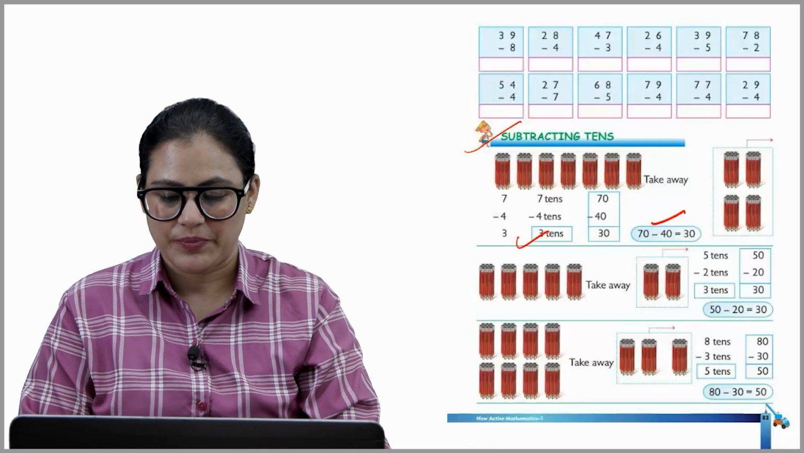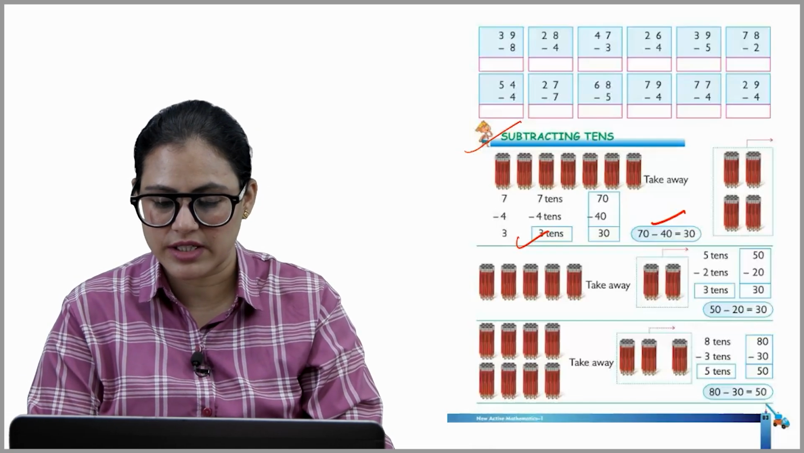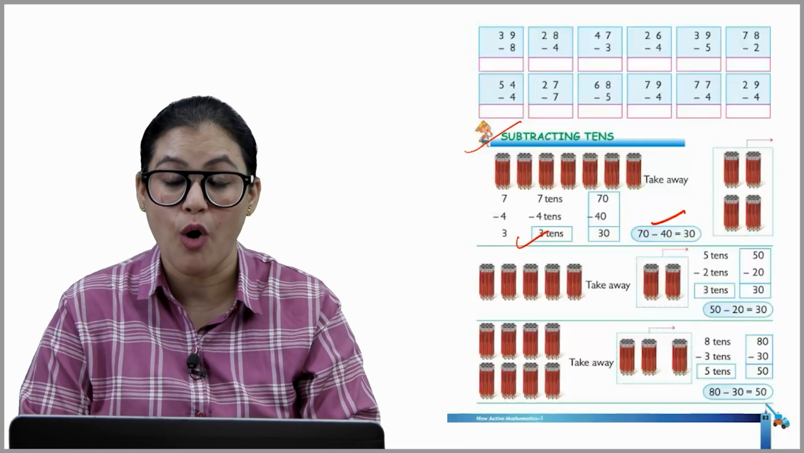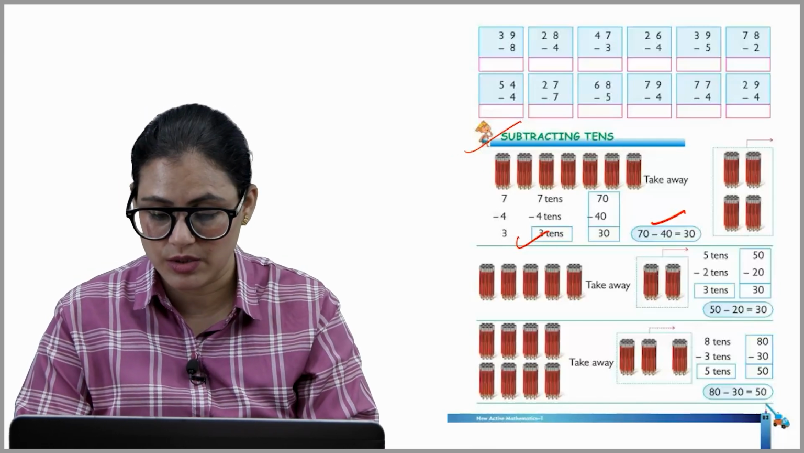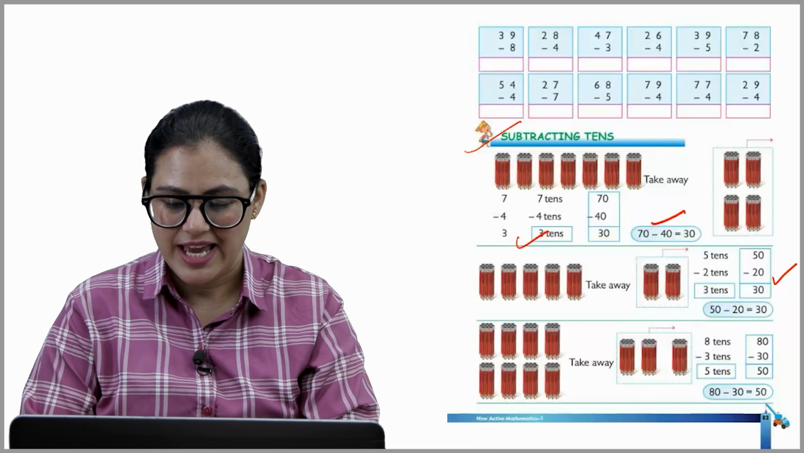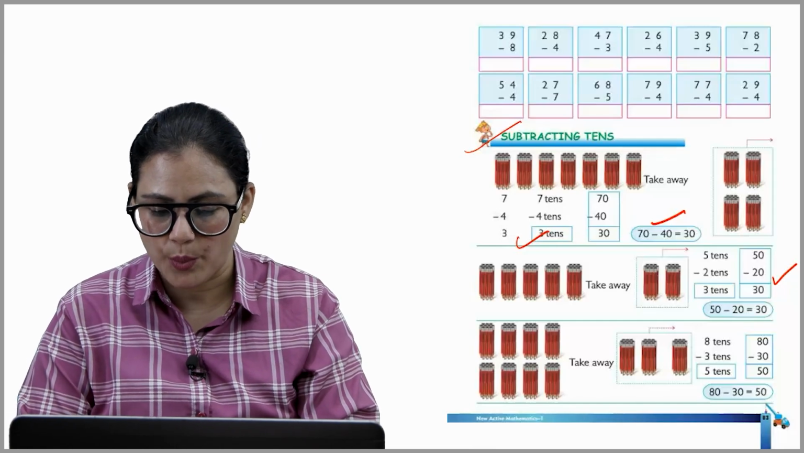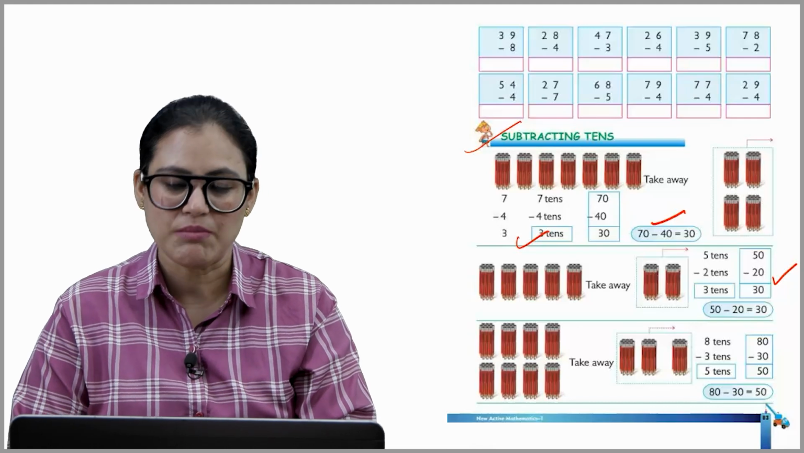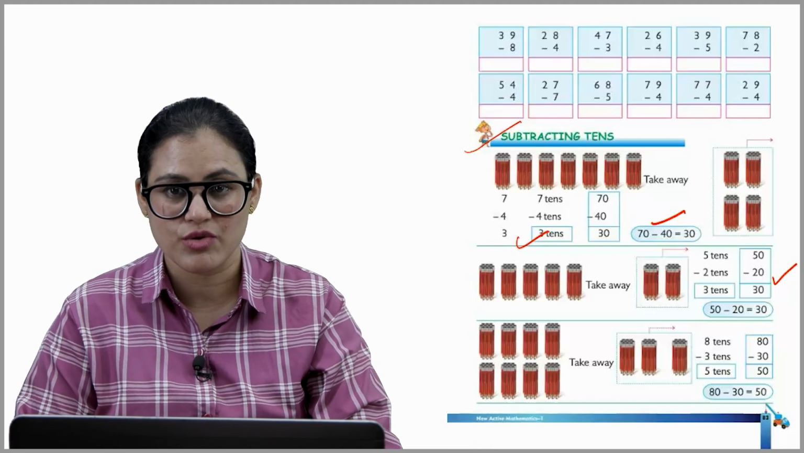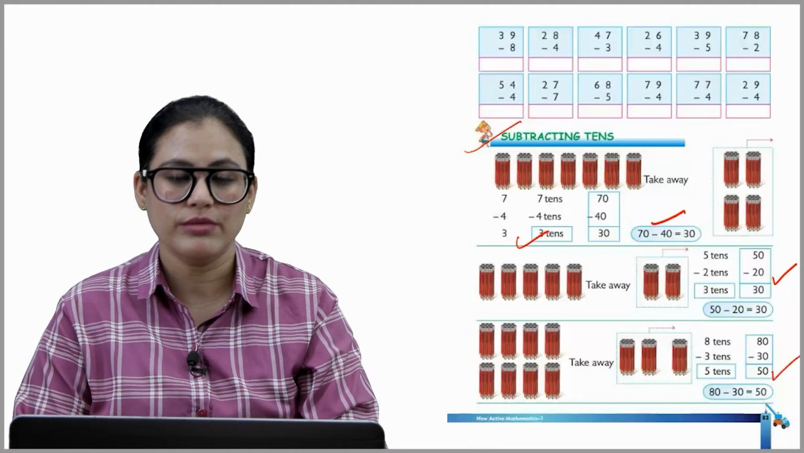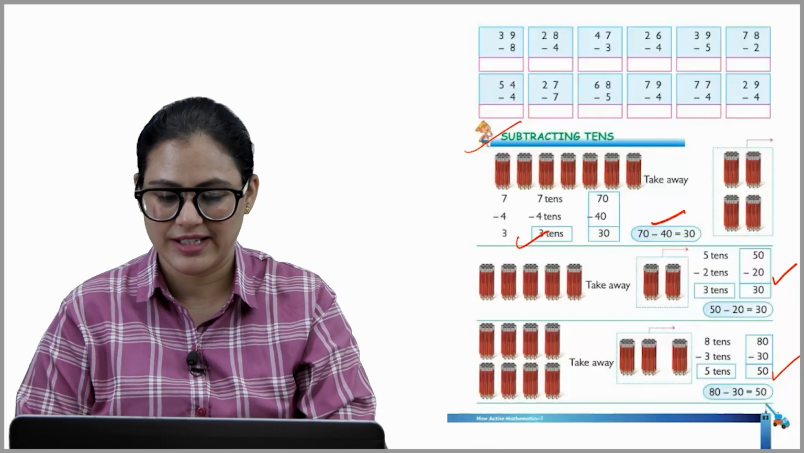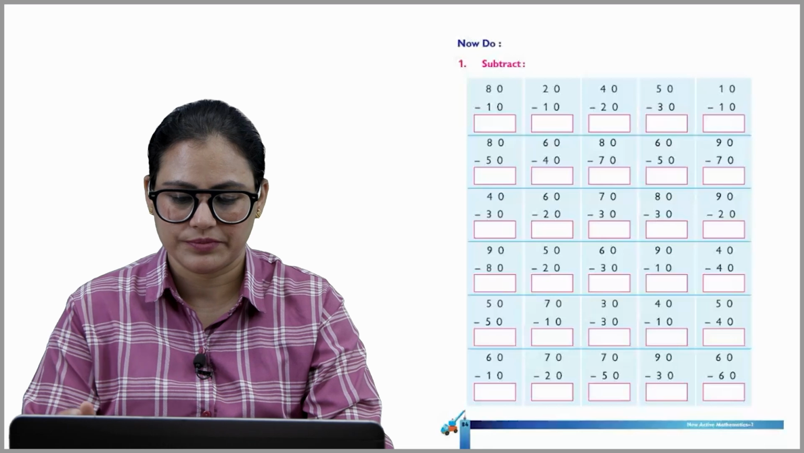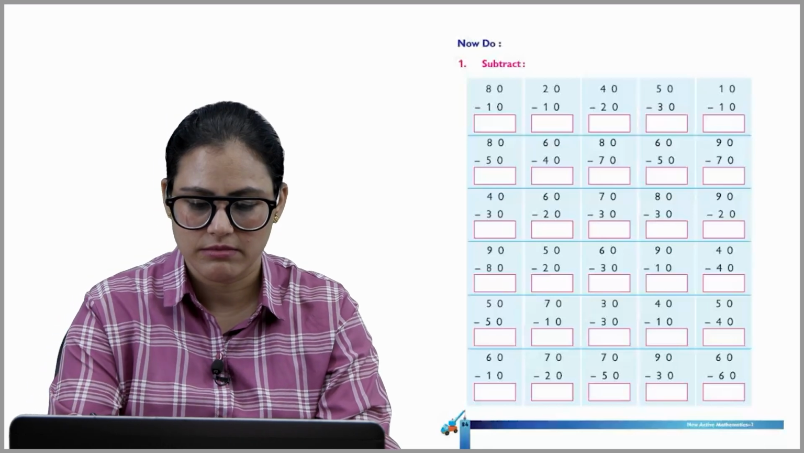Next, 5 tens and we have taken away 2 tens. So, 5 tens minus 2 tens is equals to 3 tens, or 50 minus 20 is equals to 30. Next, 8 tens, out of which we have taken away 3 tens. So, 8 tens minus 3 tens is equals to 5 tens, or 80 minus 30 is equals to 50, right? Now, let's do the subtract. 80 minus 10 is 70.